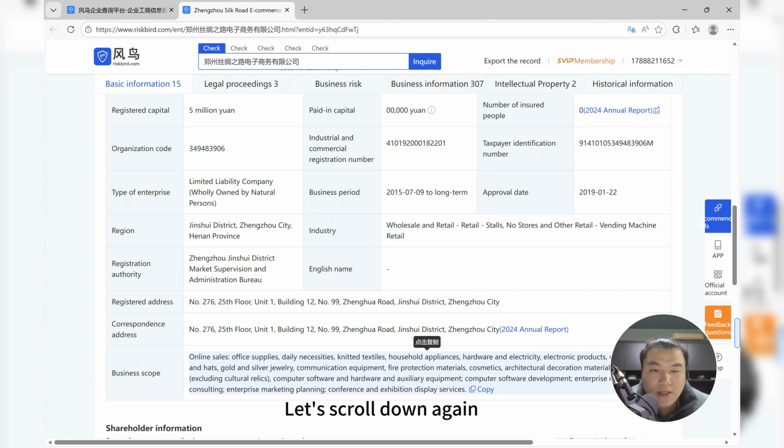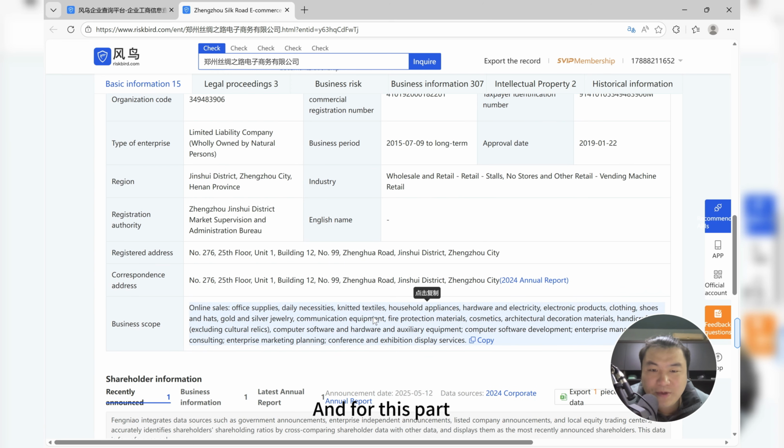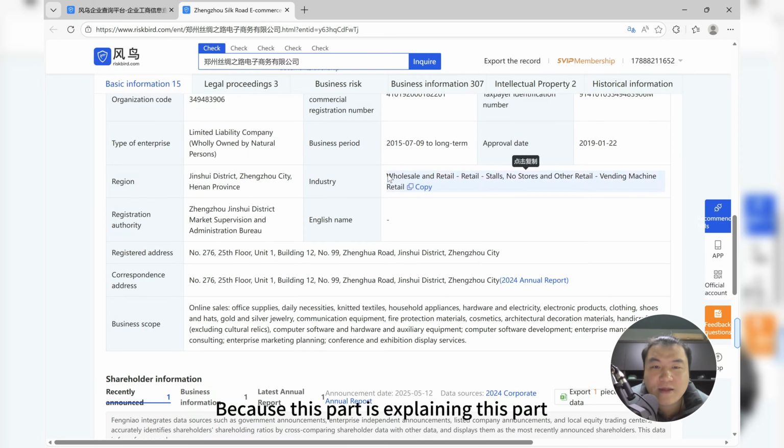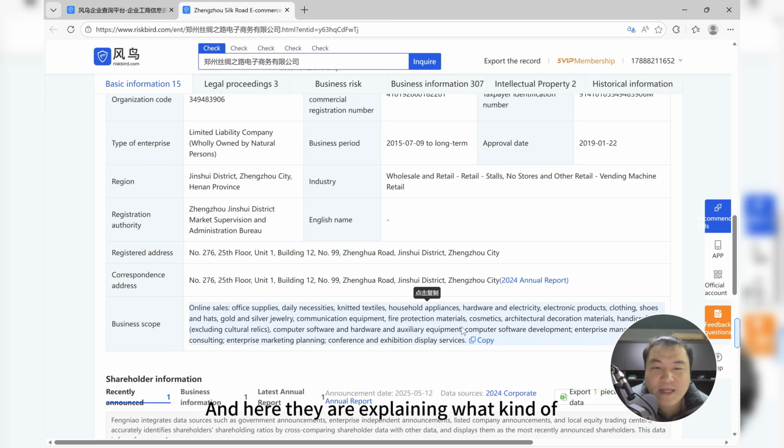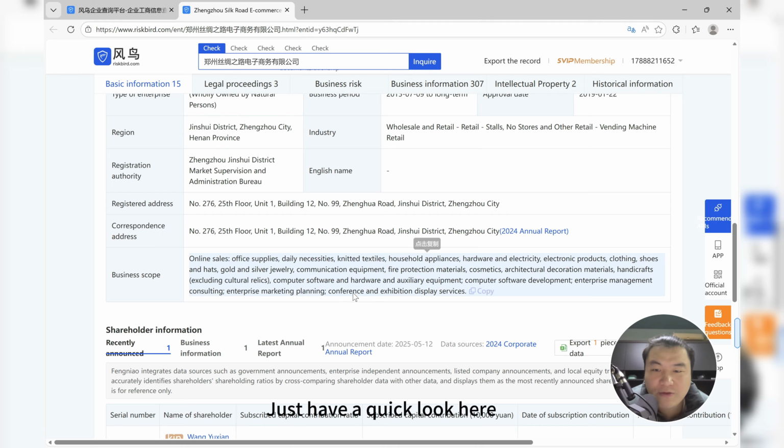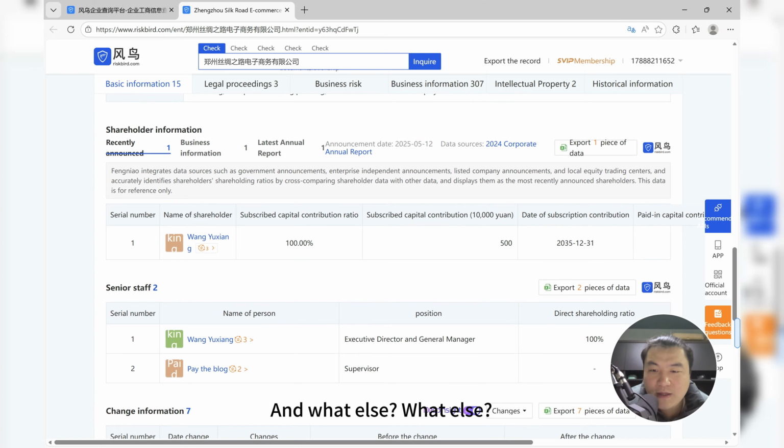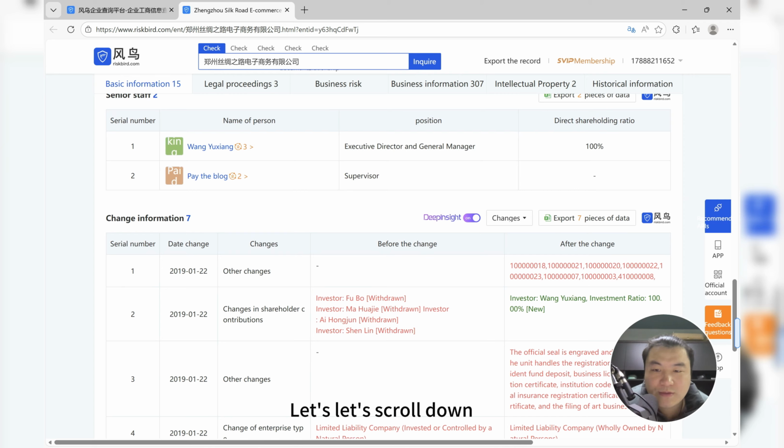Okay, let's scroll down again. For this part, I think you can just have a quick look here and understand their business. But I think this is something similar, because this part is explaining this part: they are doing wholesale business, and here they are explaining what kind of wholesale business they are doing. Okay, so just have a quick look here. And what else? Okay, let's scroll down.